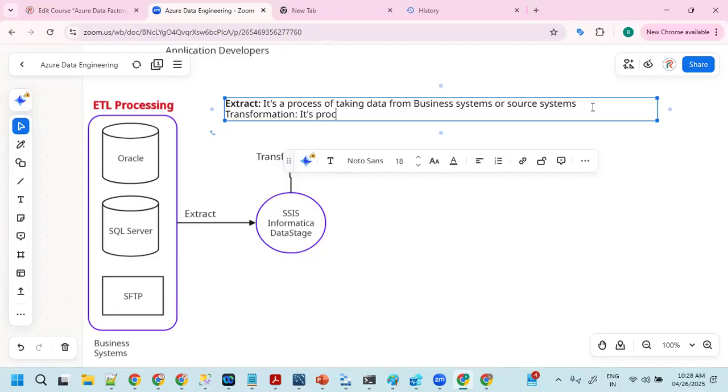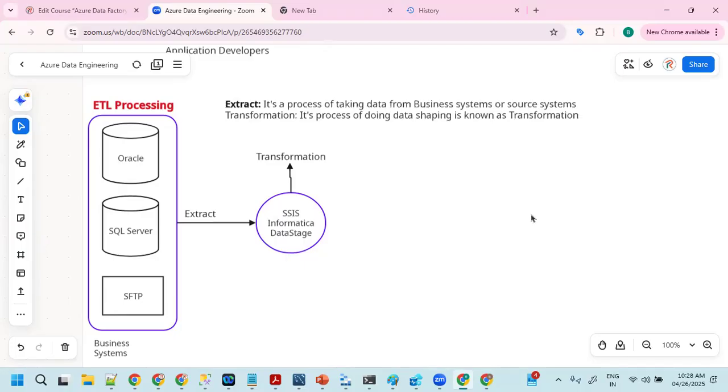The process of doing data shaping is known as transformation. So you are going to transform the data. So I'll give an example.